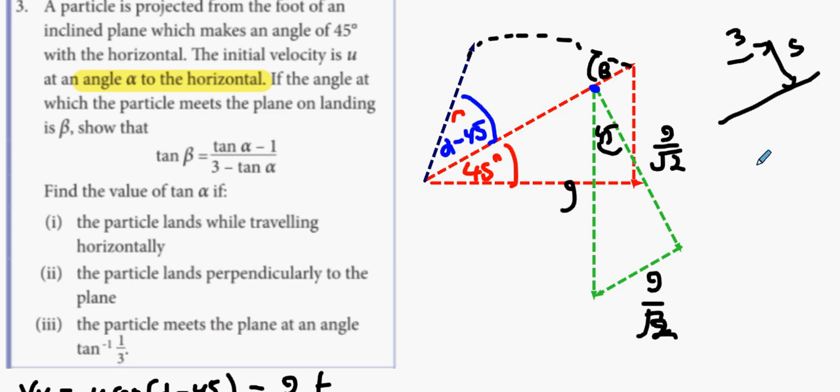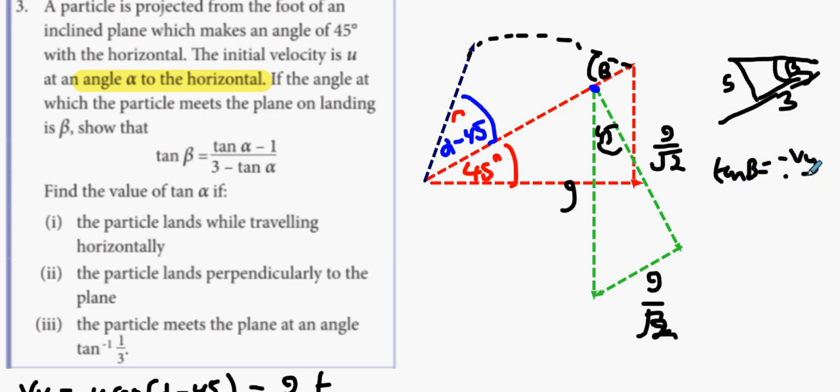I could draw it a different way, couldn't I? I could draw it as 3 across, 5 down. So 3 and 5, and that's my angle beta. Are we cool with that? And tan beta would be 5 over 3. Now you gotta remember, beta is your landing angle, so tan beta equals minus Vy over Vx at time of flight. That's what you're looking at.